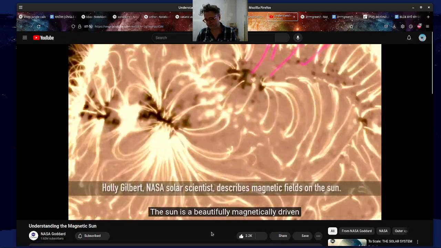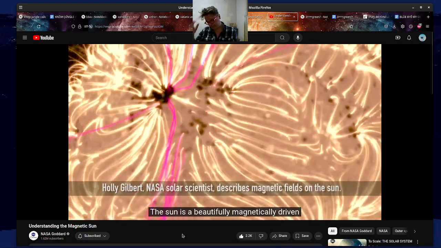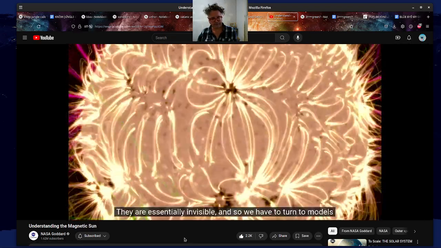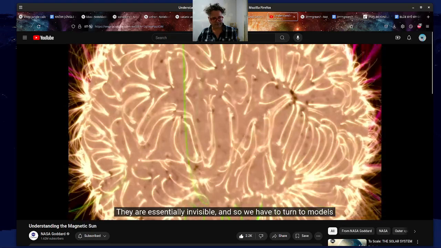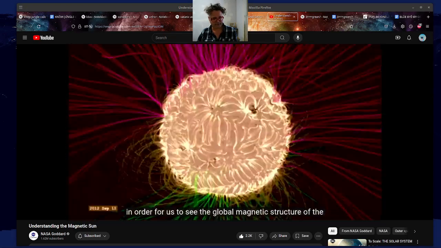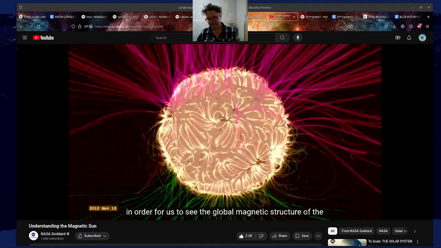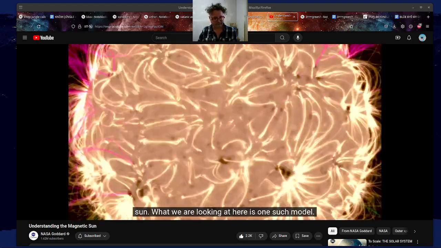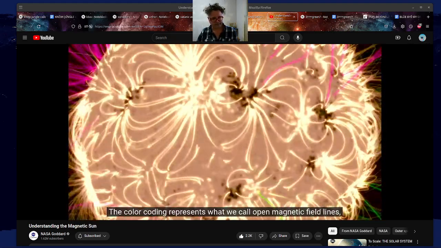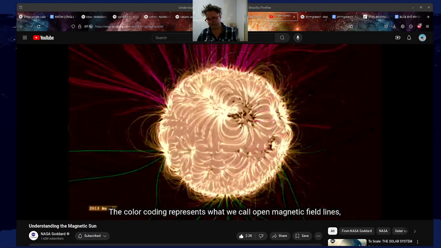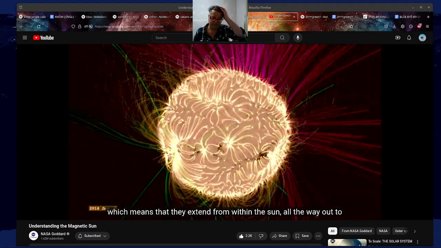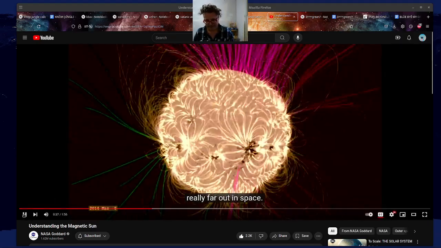The sun is a beautifully magnetically driven star, but we can't actually see magnetic field lines. They're essentially invisible, and so we have to turn to models in order for us to see the global magnetic structure of the sun. What we're looking at here is one such model, and the color coding represents what we call open magnetic field lines, which means that they extend from within the sun all the way out to really, really far out in space.